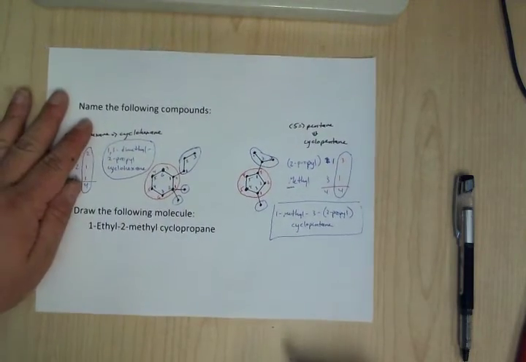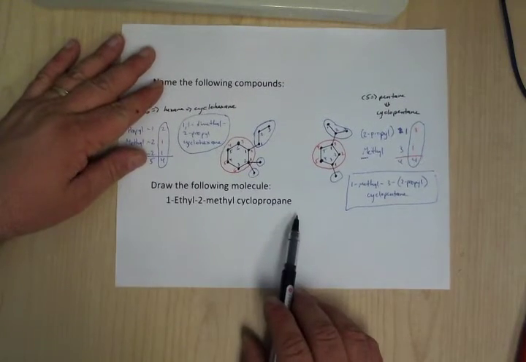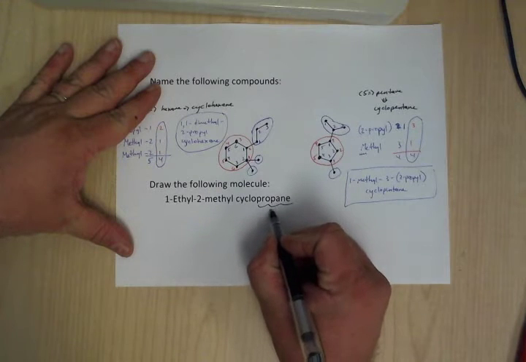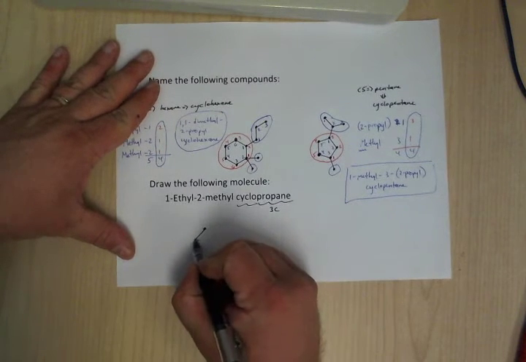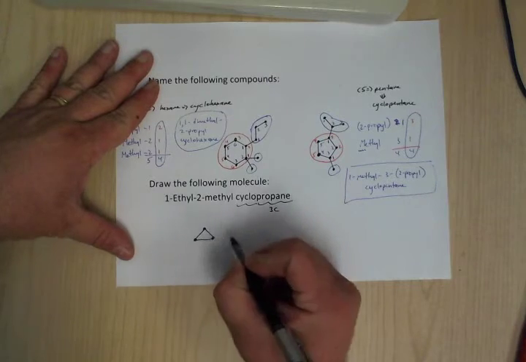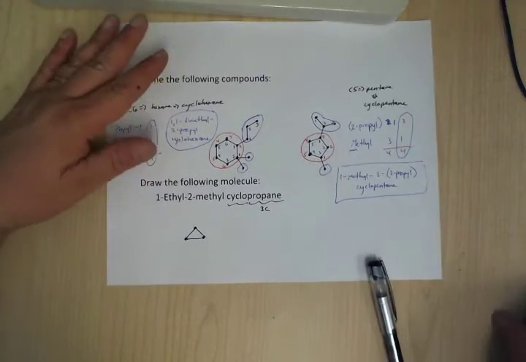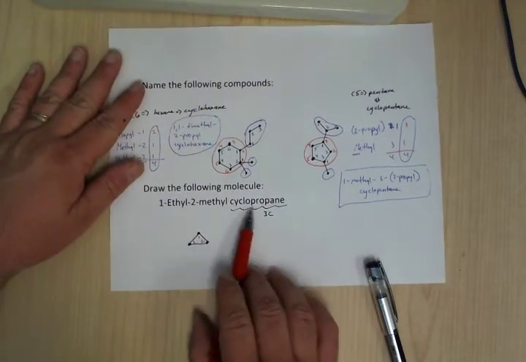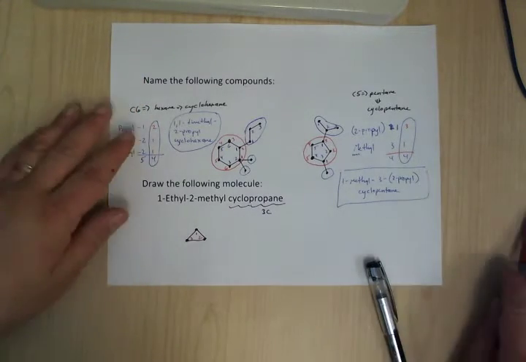Now the other thing you're going to want to do is, I'm going to give you a name, and you have to draw the structure. So propane, this is 3 carbons, right? But it's a cyclo, so it's a 3 carbon ring, so it looks like a triangle. Then we're going to say this is number 1, number 2, number 3, right? You usually want to go backwards on these things, and you can set carbon 1 wherever you want. I don't mind.